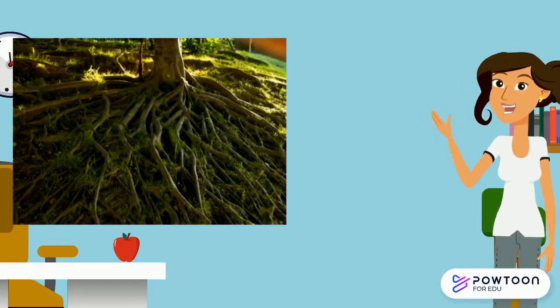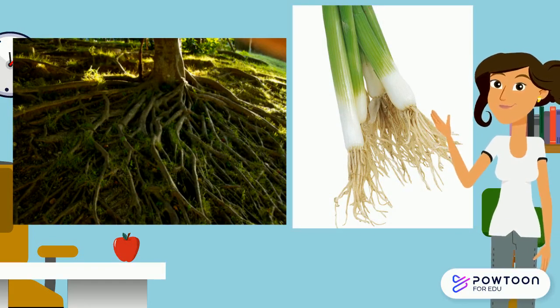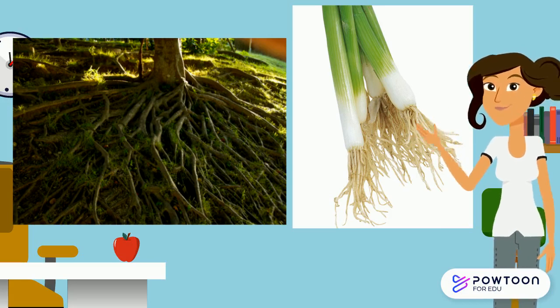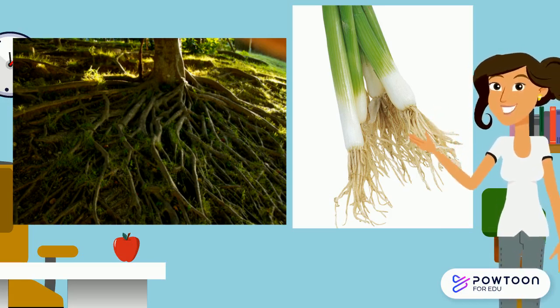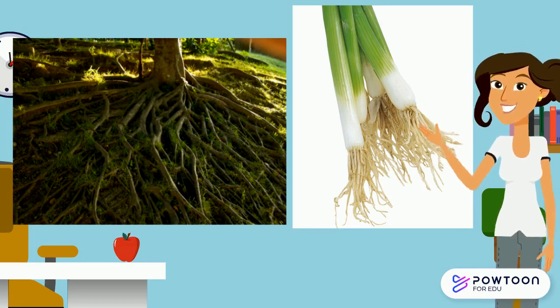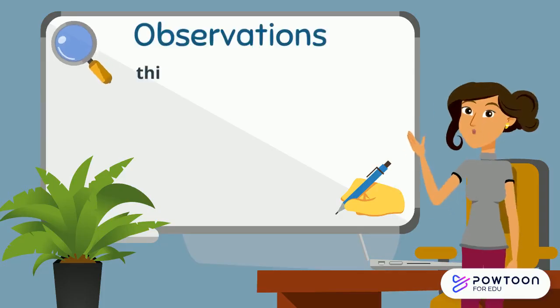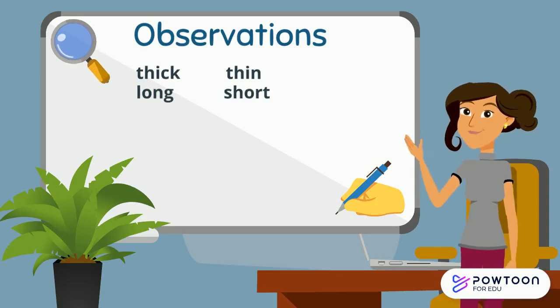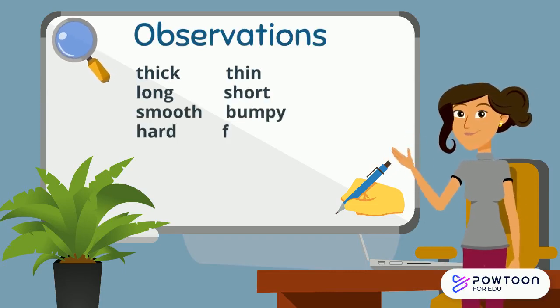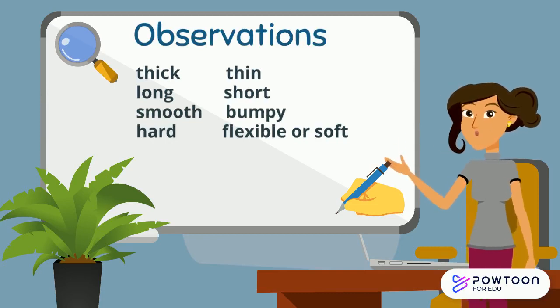Let's look at the root structures of these plants. How are the structures the same, and how are they different? In a moment, I'm going to ask you to pause the video and take a few minutes to observe the roots in the photos. When I ask you to observe, I'd like for you to think about how the roots look. Are they thick or thin? Long or short? Do they look smooth or bumpy? And do you think that they're hard or flexible?